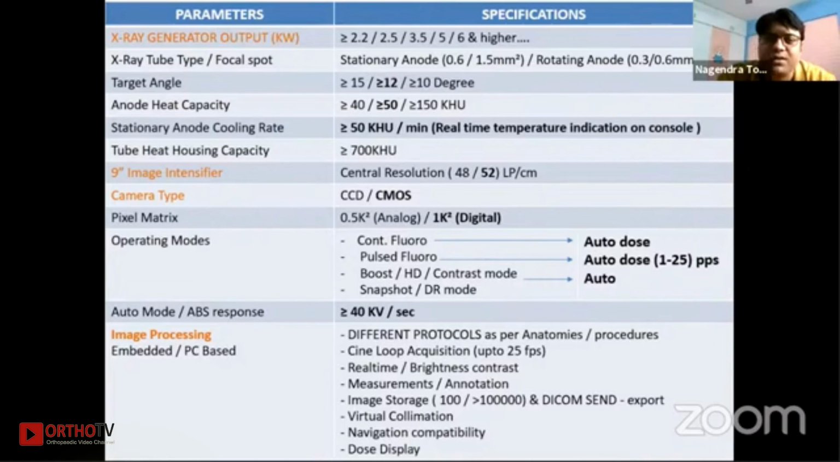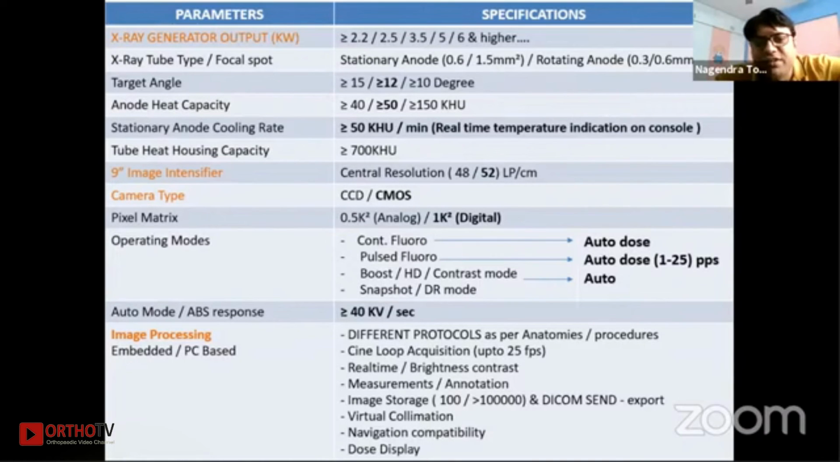Don't bother about the kilowatt output, because that is a radiographic output. Any generator more than 1.5 kilowatt is sufficient. You have to decide whether you want to go with the stationary anode or rotating anode tube, but your cooling rate should be better, so that the tube should not heat up. You should also have a real-time temperature indicator on the console, so you can easily check how much the tube has heated up. You don't need to wait until the tube has heated up and then start reacting. So you can plan your surgery accordingly if you have a real-time temperature indicator.